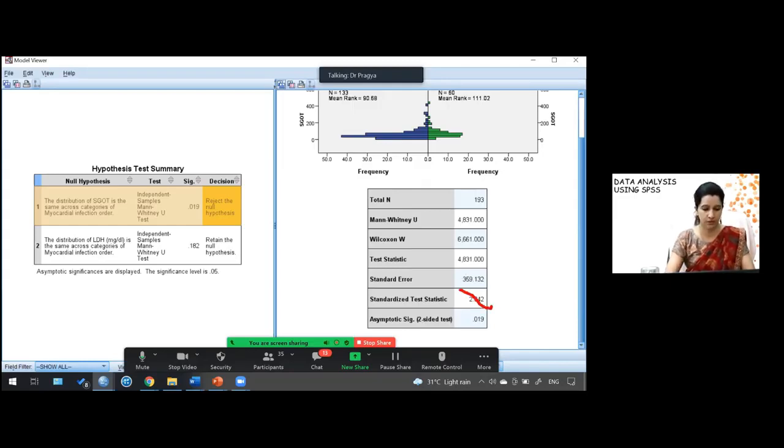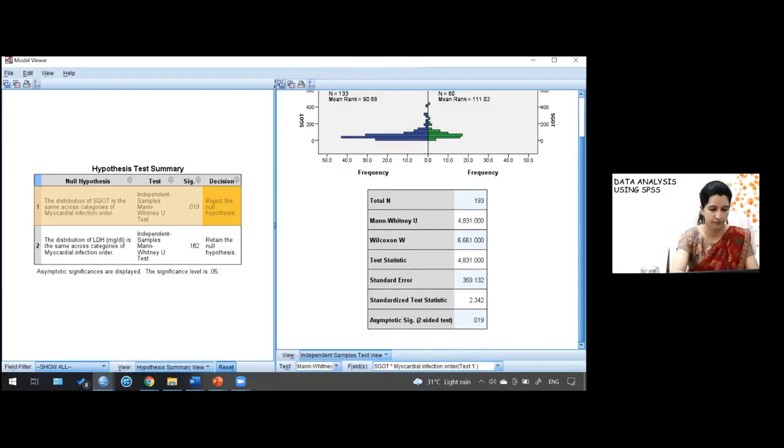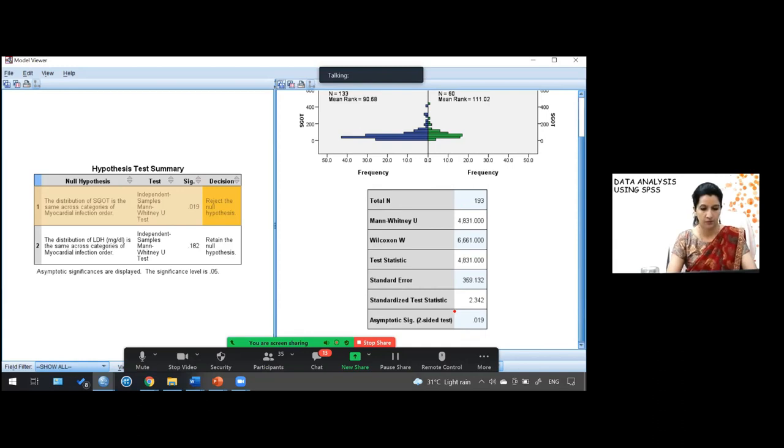So we report standard Z test statistics from here. We report this, and then we report test statistics, and we report Z statistics too, and we say that this Mann-Whitney and test statistics will be the same because it is the value of Mann-Whitney only, and we comment that the distribution of SGOT across the first and second order of MI was the same. Okay, so now there is one more command which I need to run.